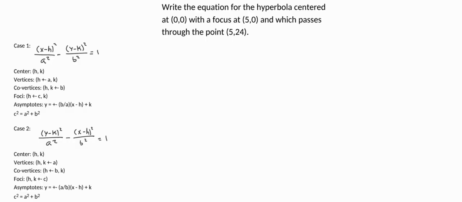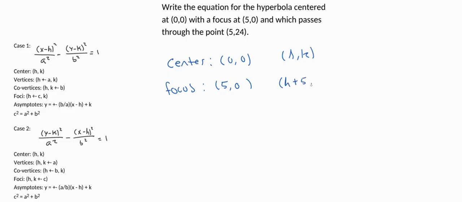So looking back at our problem here, we have a center at (0, 0), and that's our (h, k). And we have a focus at (5, 0). So this means that we have (h + 5, k).